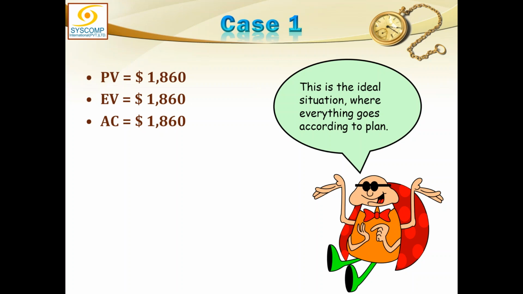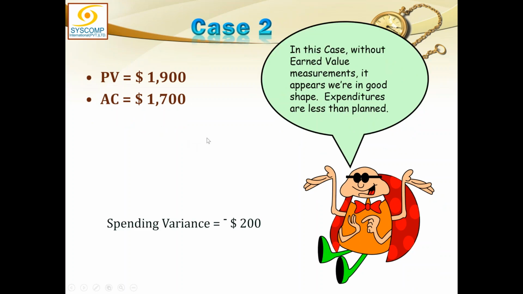अब मिसाल के तौर पे, जी जनाब, क्या कह रहे हैं? ओके, तो अब मिसाल के तौर पे अगर पीवी, ईवी और एसी तीनों एक बराबर हों तो बहुत अच्छी सिचुएशन है, आप शेड्यूल के भी मुताबिक जा रहे हैं, कॉस्ट के भी मुताबिक जा रहे हैं, कोई परेशानी नहीं है इसके अंदर। अच्छा, अगर पीवी 1900 हो और एसी 1700 हो तो क्या सिचुएशन है बताएंगे?